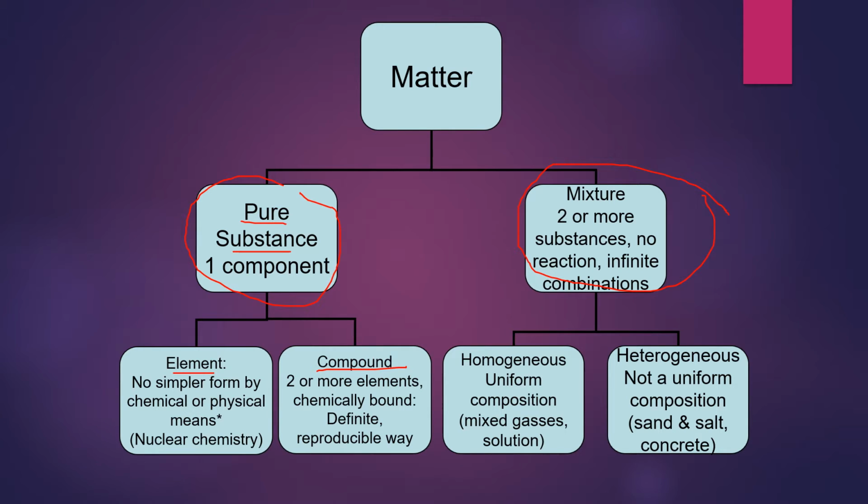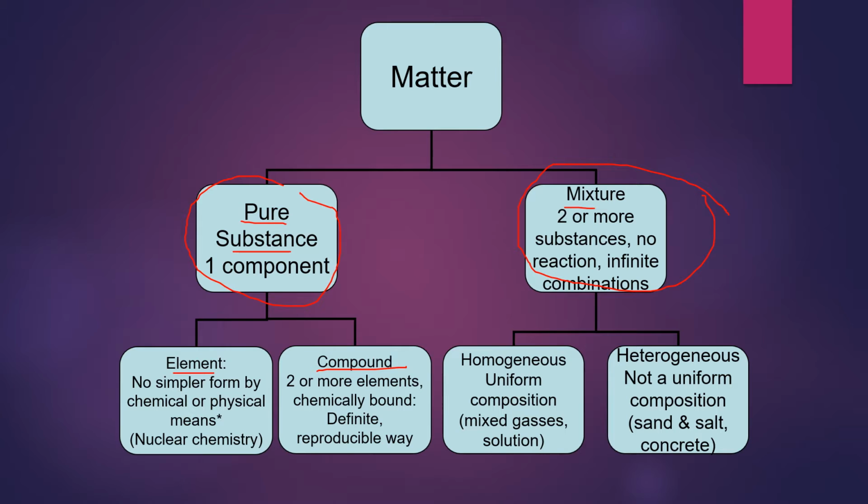So a pure substance can either be an element, no simpler form by a chemical or physical means, or a compound. And when I'm talking about compounds, a compound is two or more different elements bound together. So for instance, water would be a compound because it has hydrogen and oxygen in it. So those two or more different elements combined.